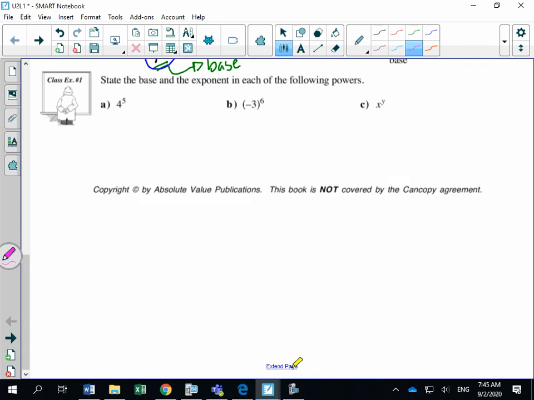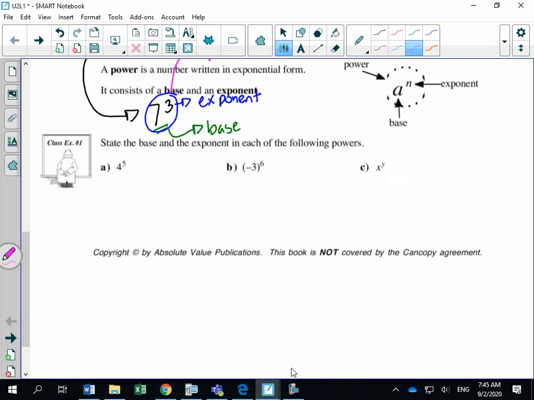So let's look at class example number 1. State the base and exponent in each of the following powers. So it should be nice and easy. So let's just write B for base and E for exponent for each one. And they want the base and the exponent. So base is 4, base over here is -3, base over here is x. The exponent is 5, the exponent is 6, and the exponent is y. And that's how you would do class example number 1.